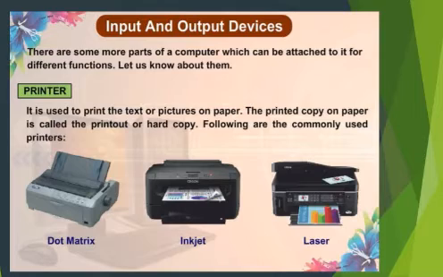First is printer. It is used to print the text or a picture on a paper. The printed copy on a paper is called printout or hard copy. Following are commonly used printers. These three are commonly used printers. First is dot matrix printer, inkjet printer and laser printer.